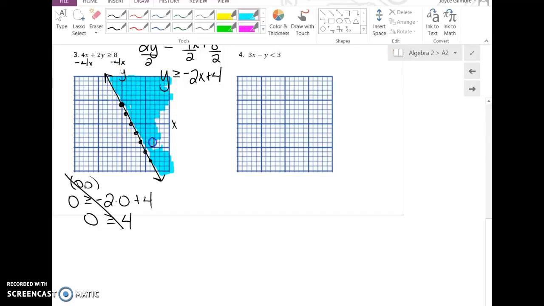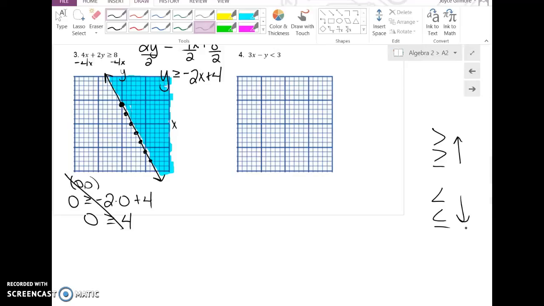Now, there is a shortcut. If you graph using standard form, you must test a point. If you graph using slope-intercept form like we did, there's a shortcut for how to shade. Greater than and greater than or equal to, we're going to shade up. Less than, less than or equal to, we're going to shade down.